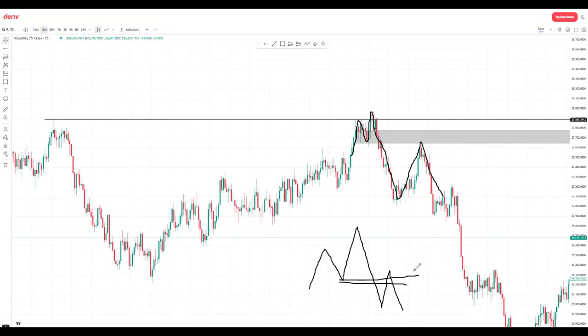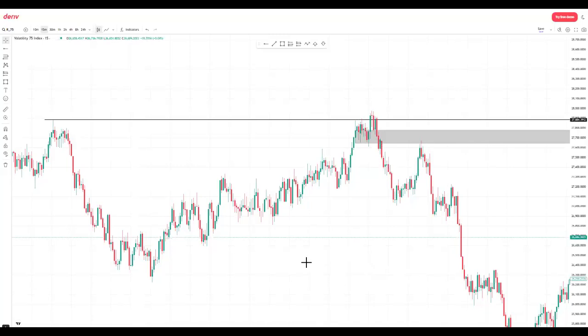Why is it difficult to approach the market like this? I said to you, when you approach the market, you don't have to look for what you want to see. Instead, look for what they presented you with on your chart.